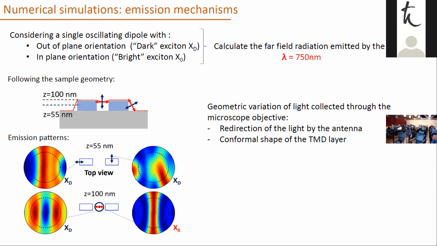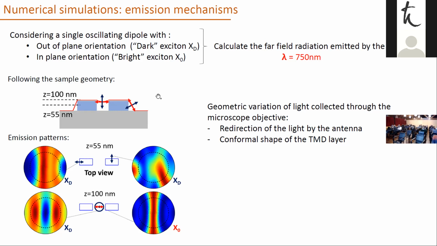So now let's go to this last point of this paper, which is trying to understand the emission mechanism that makes the dark exciton more visible at the edge. So we made simulations considering a single oscillating dipole, with an out-of-plane orientation for the dark exciton and an in-plane orientation for the bright exciton. And we move this dipole all over the surface of our antenna and calculate the far-field radiation emitted by the dipole at the PL wavelengths.